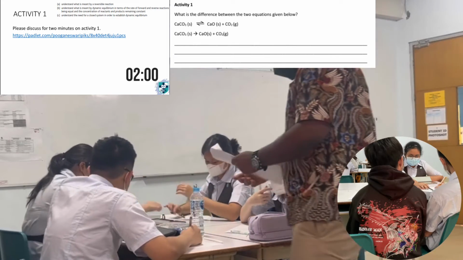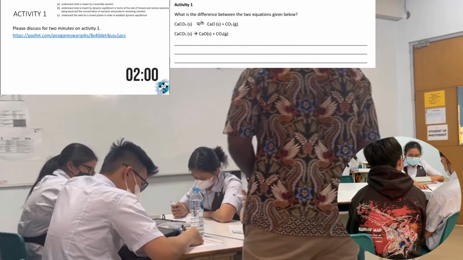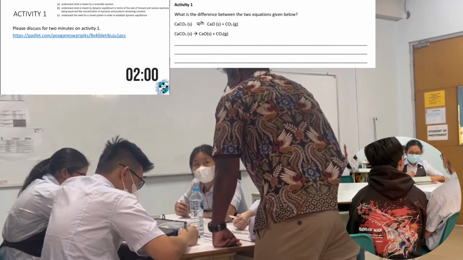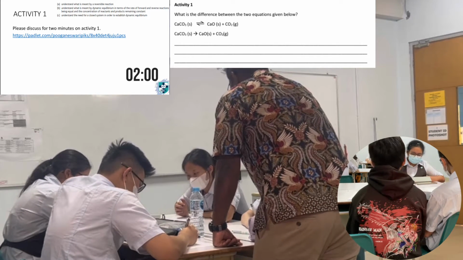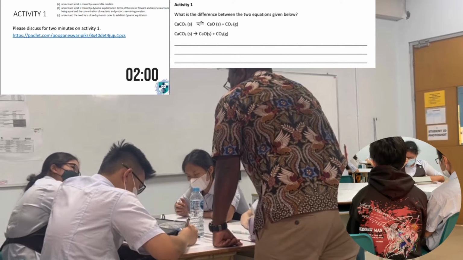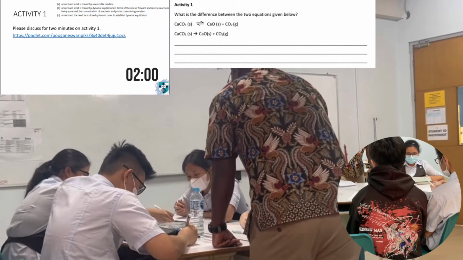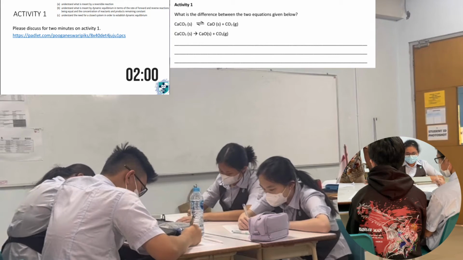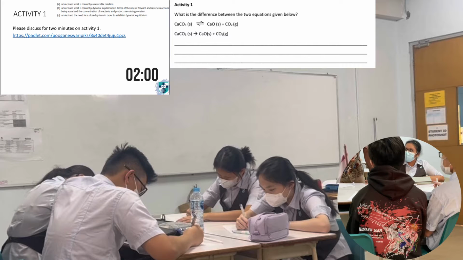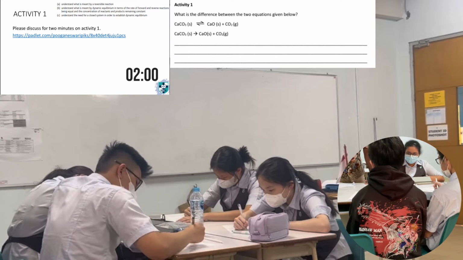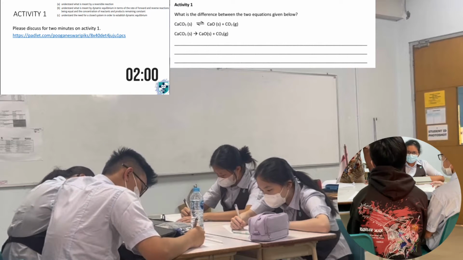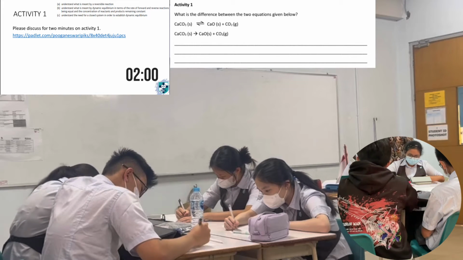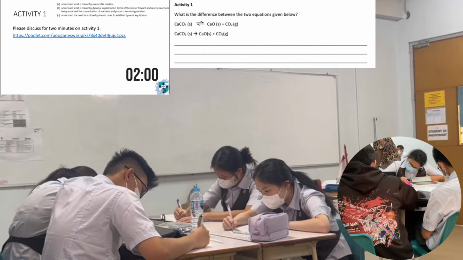Discuss. What's the difference between the two equations? One has forward and reverse reaction. Another one will go into completion. What is the one that you're going to write? Reversible. Okay. Or you can say one will reach equilibrium, another one will go into completion. You can add on to that.